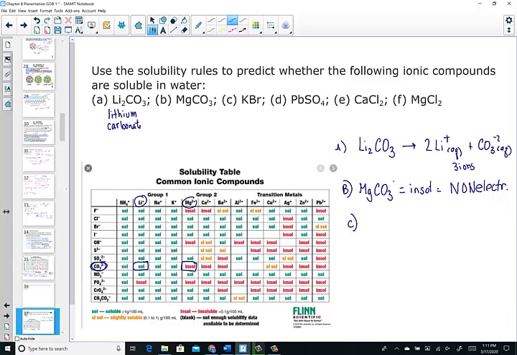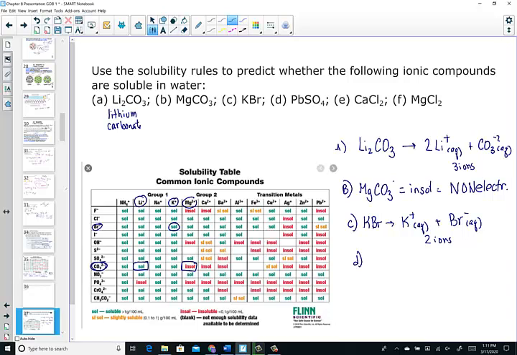Letter C, potassium bromide. Here's your potassium. Here's your bromide. So yes, you can see that it's soluble. That tells me that it is an electrolyte. A solution will form when placing it into water, releasing aqueous ions of potassium and an aqueous ion of bromide. 2 ions are released.